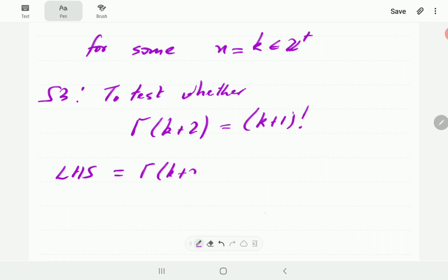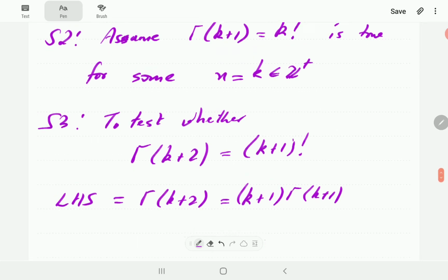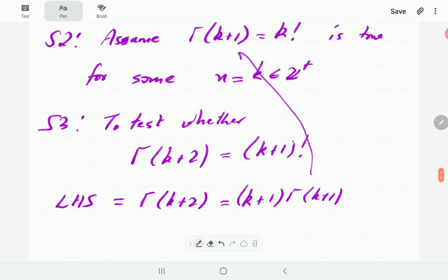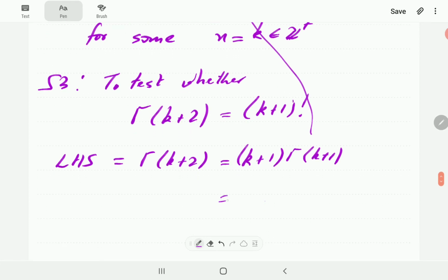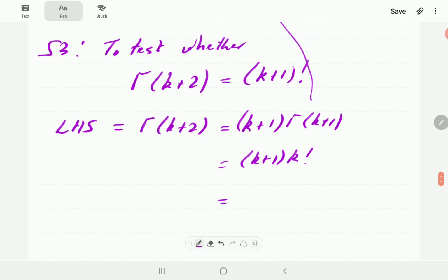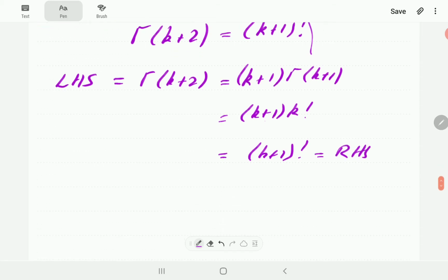gamma of k plus 2, using property number 2, is going to be equal to k plus 1 times gamma of k plus 1. And then from step number 2, gamma of k plus 1 is k factorial. K factorial times k plus 1 is k plus 1 factorial. So this is now equal to the right hand side.